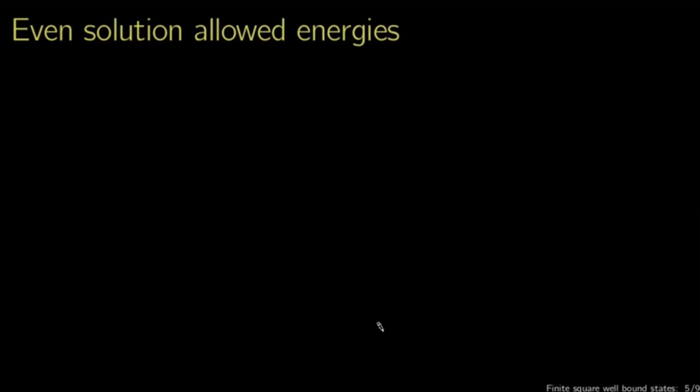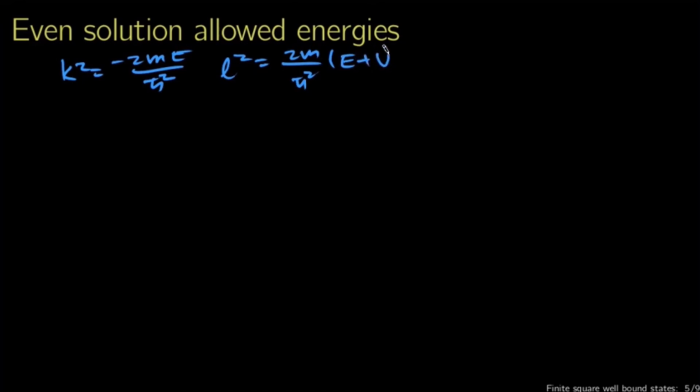What we're interested in now is how to solve that equation. And it's a doozy. The definitions we're working with are k squared is minus 2mE over h bar squared, and L squared is equal to 2m over h bar squared (E plus V naught). And the equation we're trying to solve is essentially k over L equals tan of LA, the tangent of LA.